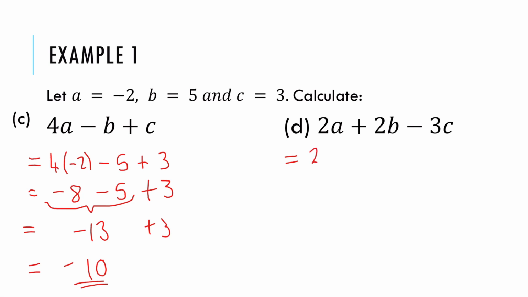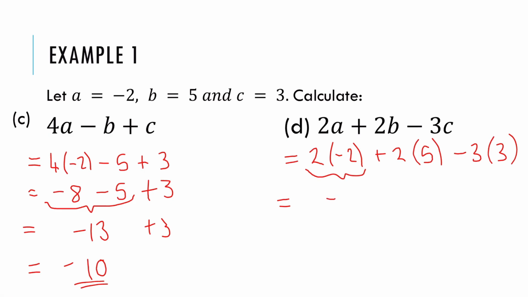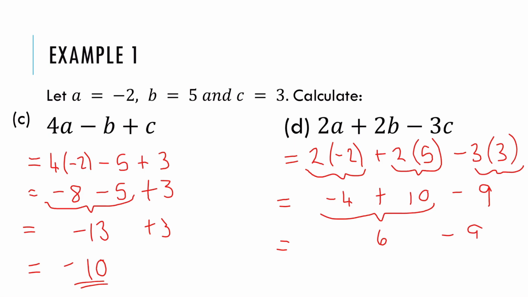In part D, begin by substituting 2 bracket -2 plus 2 bracket B is 5 minus 3 bracket C is 3. Okay, begin by doing all of my multiplications. On the first one, I've got a positive times a negative, which is going to give me -4, plus 2 times 5 is 10, minus 3 times 3 is 9. I'll begin by doing -4 plus 10, which is going to give me +6, and I've still got to take 9 away from that. 6 take away 9 gives me -3 as my final answer.